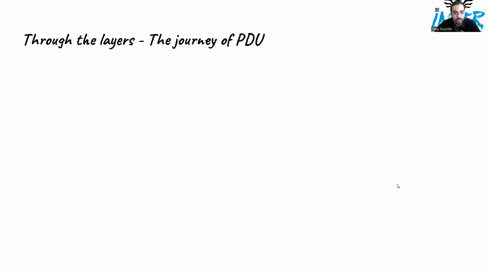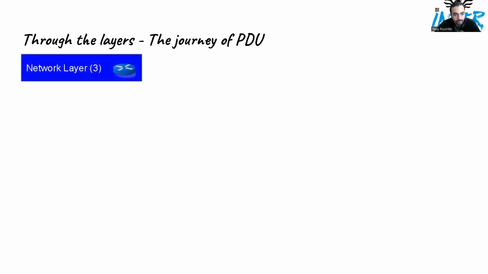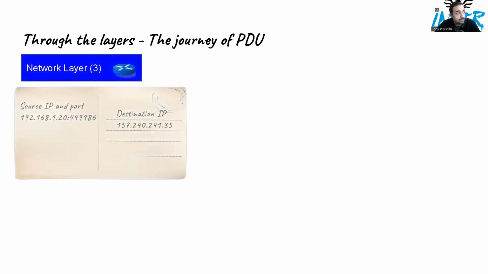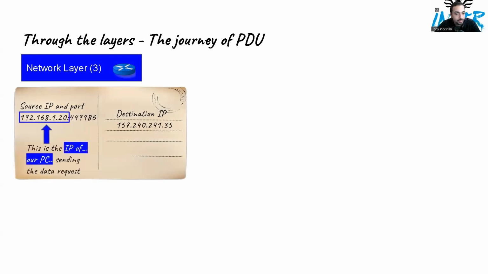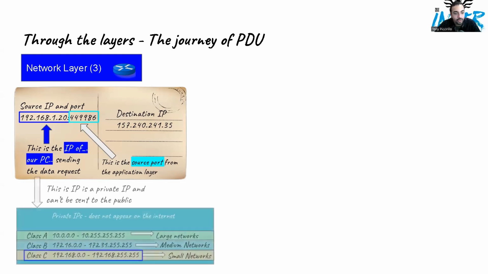So we still have a few things we need to do before we leave the router, so let's stick to the network layer. Let's check our source IP and destination IP again. Here we have our source IP, the IP of our laptop sending the data request. And here we have the source port from the application layer. This is the port ID given to the browser tab where we made the website data requests. If you look at our source IP, you'll notice that it's a private IP. It's in class C range of private IPs.